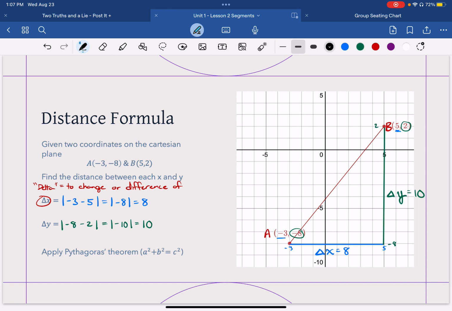We have a right triangle here, and so we can use the Pythagorean theorem. Now, if you don't know what the Pythagorean theorem is, that's okay. The Pythagorean theorem has a squared plus b squared equals c squared, where a can equal the change in x, and b can equal the change in y. They are the legs of the right triangle. C is the hypotenuse. It's the longest side. So C is actually our distance.